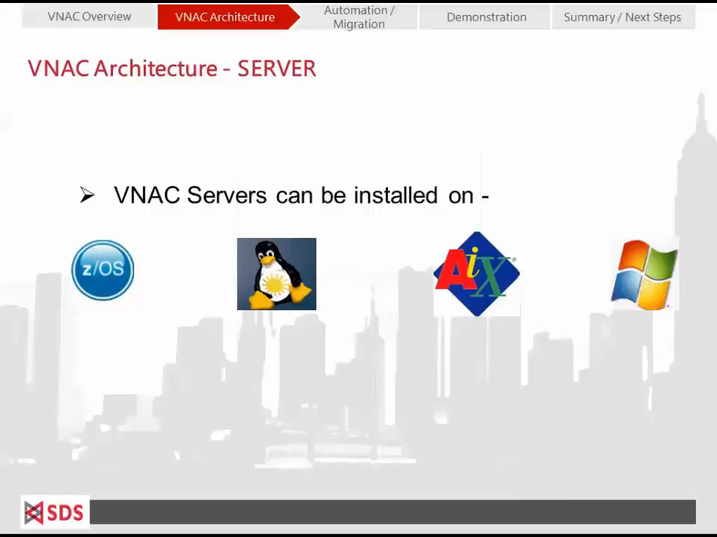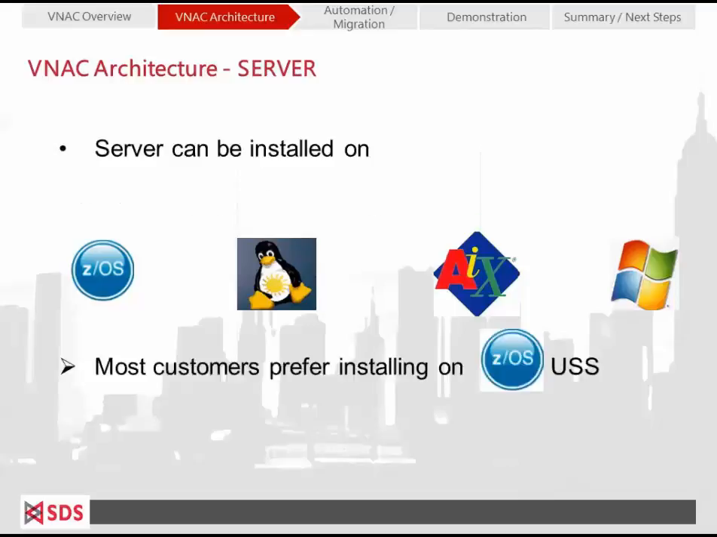If you're using Z-Linux on the System Z environment, the VNAC server can also be installed on this operating system. In our experience, most customers opt for installing the product on z/OS. If you're installing the VNAC server on System Z and you have a zip or a zap processor, you can take advantage of these specialty engines and offload CPU cycles to them.